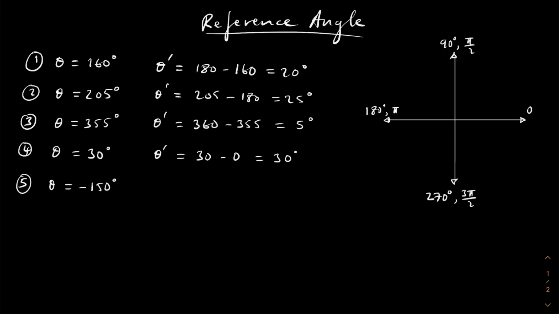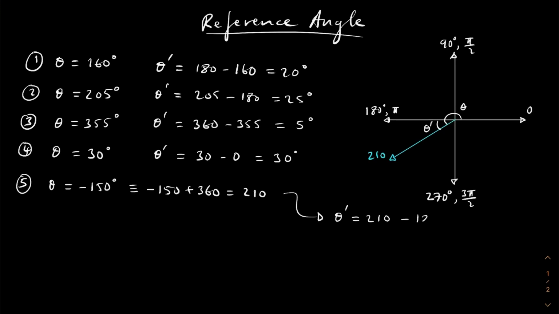And so the angle negative 150 is going to be equivalent to the angle negative 150 plus 360, which is equal to 210. Now that this angle falls between 0 and 360, I can know for sure that it's located between 180 and 270. And so I know that my reference angle theta prime here is going to be equal to 210 minus 180, which is equal to 30.